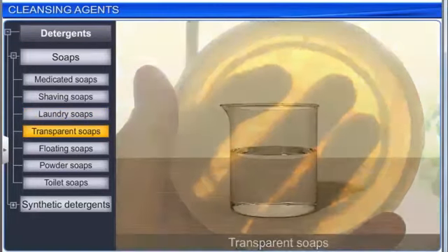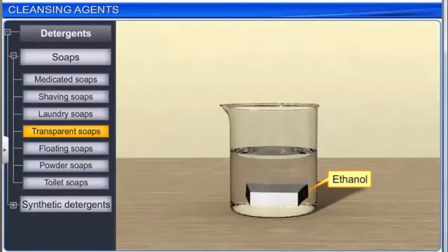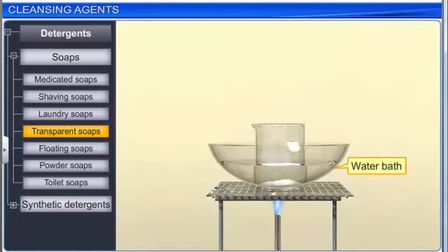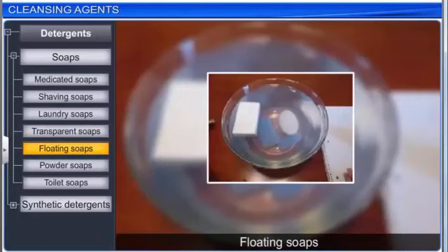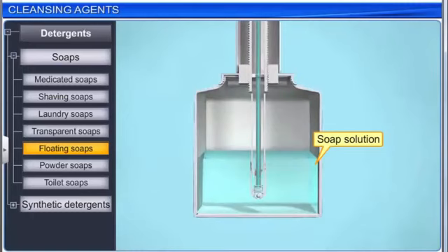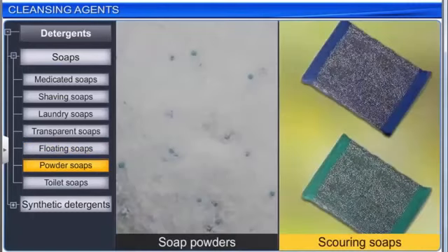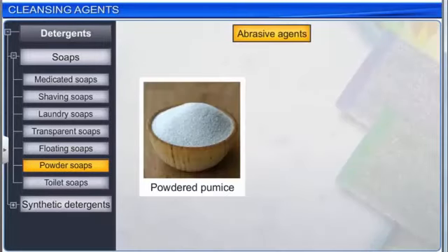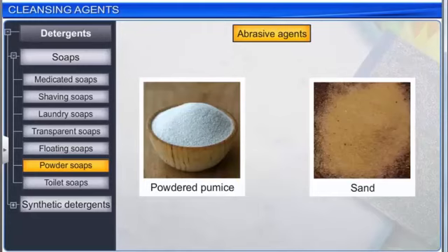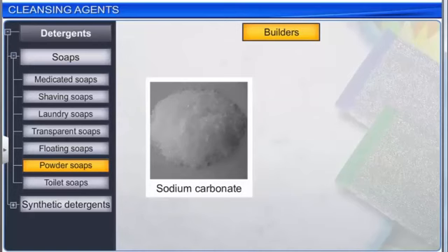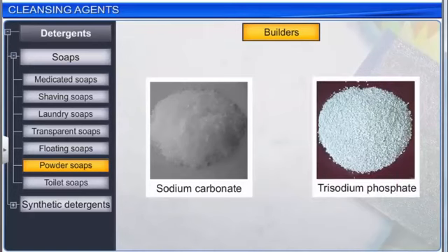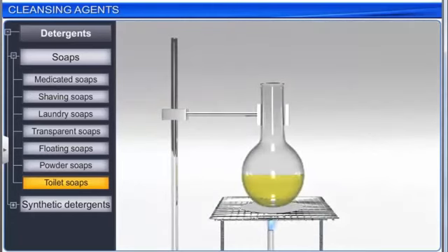Transparent soaps are made by dissolving the soap in ethanol and then evaporating the excess of solvent. Soaps that float on water are made by beating air into them before they harden. In preparing soap powders and scouring soaps, an abrasive agent such as powdered pumice or finely divided sand is added, along with builders such as sodium carbonate and trisodium phosphate. The builders enable the soap to act at a faster rate. In preparing toilet soaps, good quality fats and oils are used, and excess alkali is removed. Perfumes and colors are added to make them attractive.